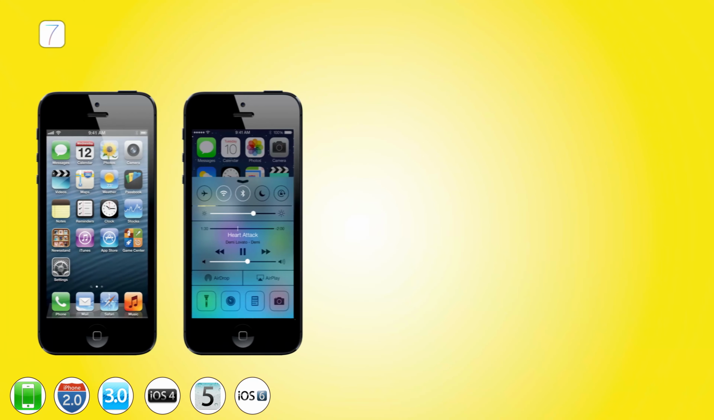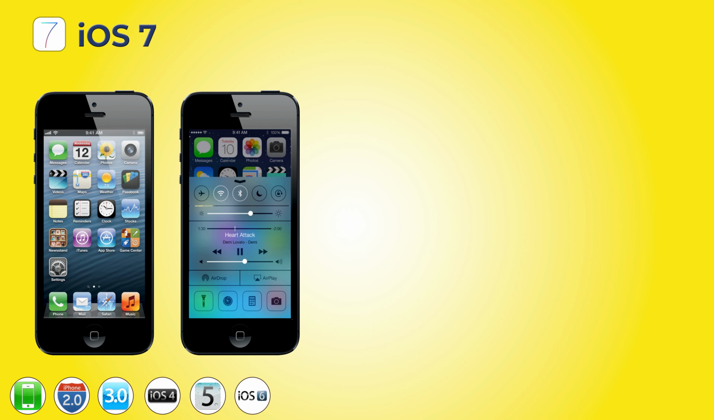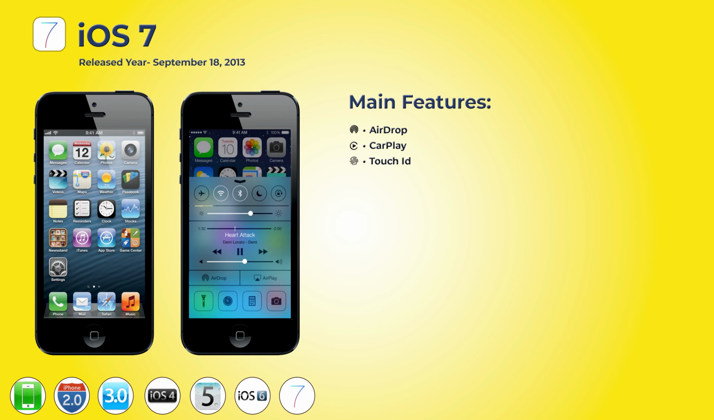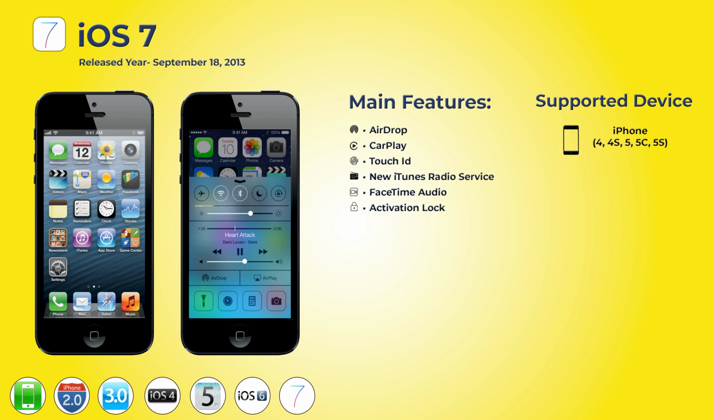Like iOS 6, iOS 7 was designed for user interface. It was released to the public on September 18, 2013, with iPhone 5C and iPhone 5S. It offers features such as AirDrop, CarPlay, Touch ID, the new iTunes Radio service, FaceTime audio, and Activation Lock. The supported devices are on screen.